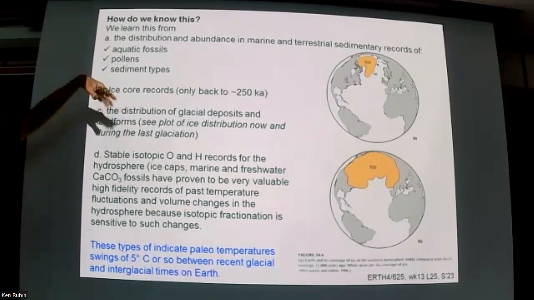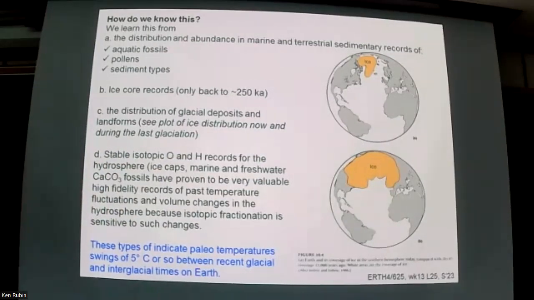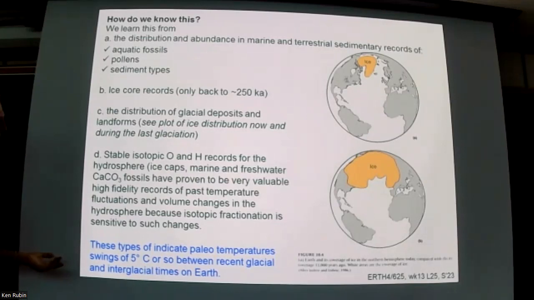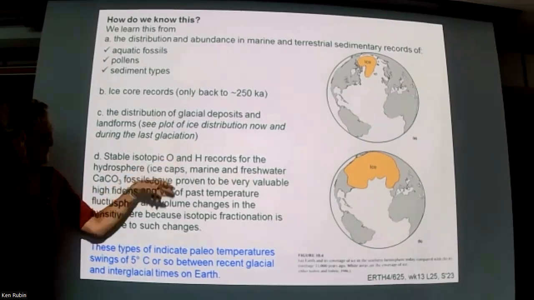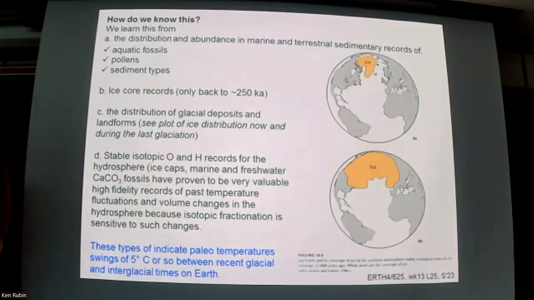We have the glacial deposits, and then we have stable oxygen and hydrogen isotopic records. For our purposes here, you just need to know that the primary form of oxygen is oxygen-16, but there's another fairly abundant form, oxygen-18, which is heavier. Hydrogen comes with hydrogen and deuterium.